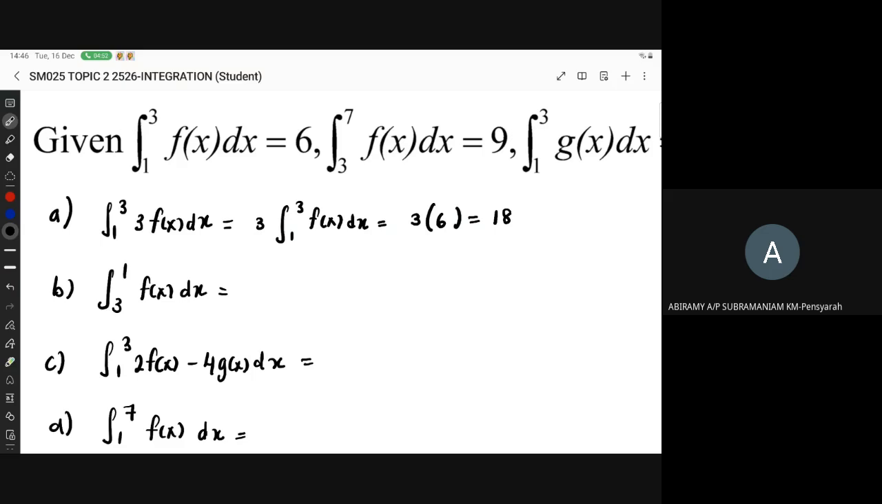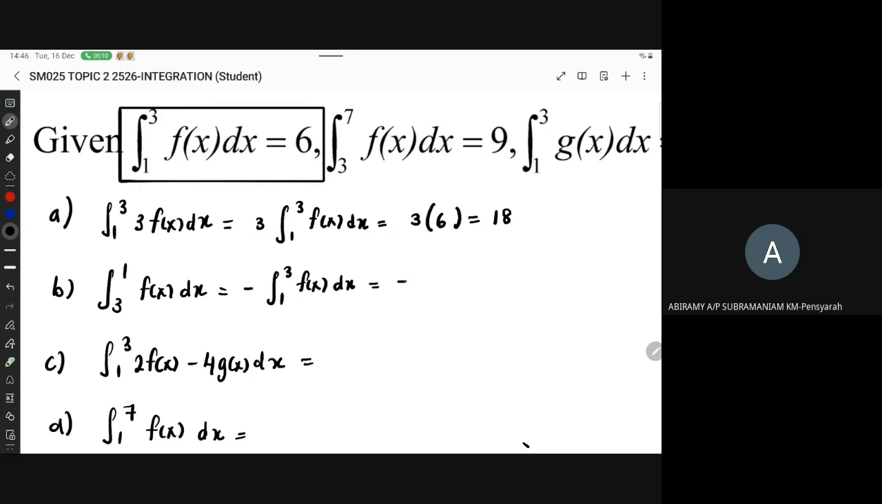Now what happens when you integrate 3 until 1 of f(x) dx? We know 1 until 3 is 6. So 3 until 1 is the same as the negative of 1 until 3, the other way around. So negative of the integral from 1 until 3 of f(x) dx, which is 6. So the answer is negative 6.